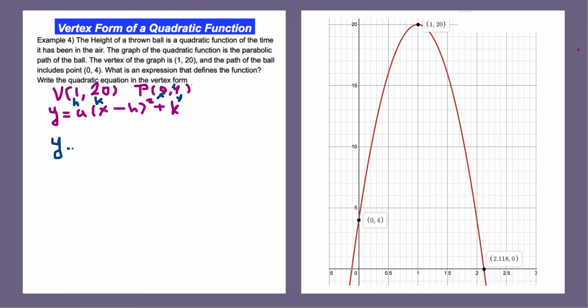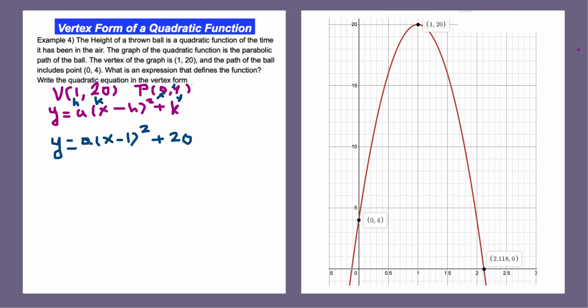And now let's solve everything. And y is equal, so I'm doing one extra step here. a times (x, and instead of the h, I'm plugging in the value of the vertex, h, which is 1) minus 1, squared, plus 20. Instead of the k, I'm putting 20. So I created a quadratic equation for this specific case. But a, we don't know what the vertical stretch or compression is. This factor a, we don't know.